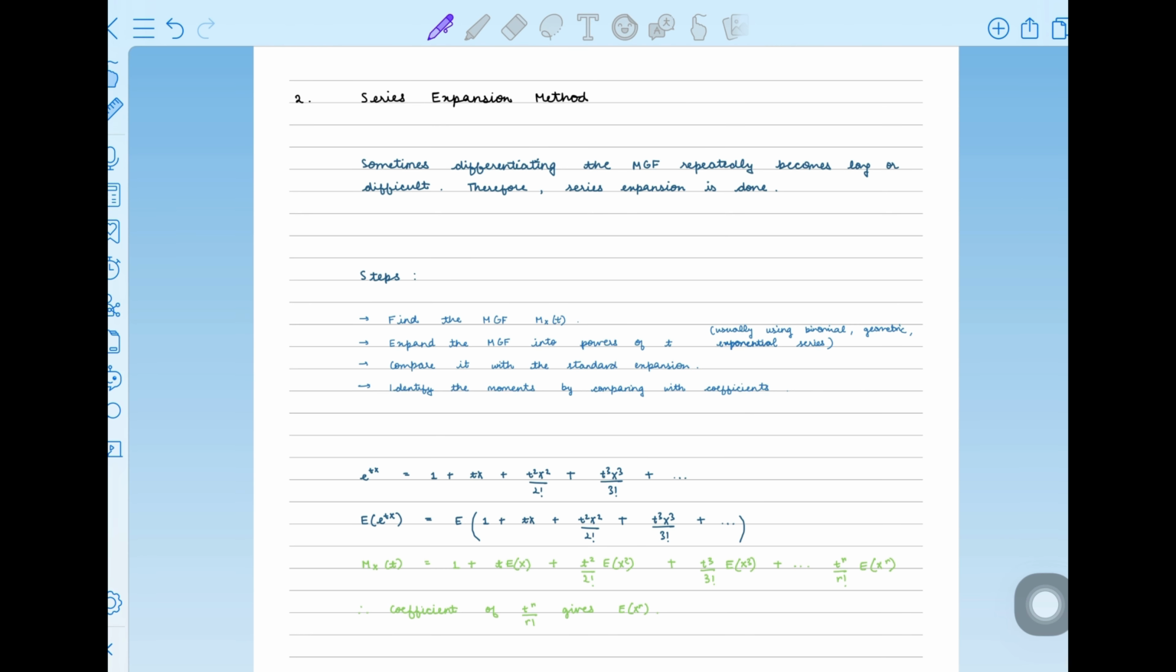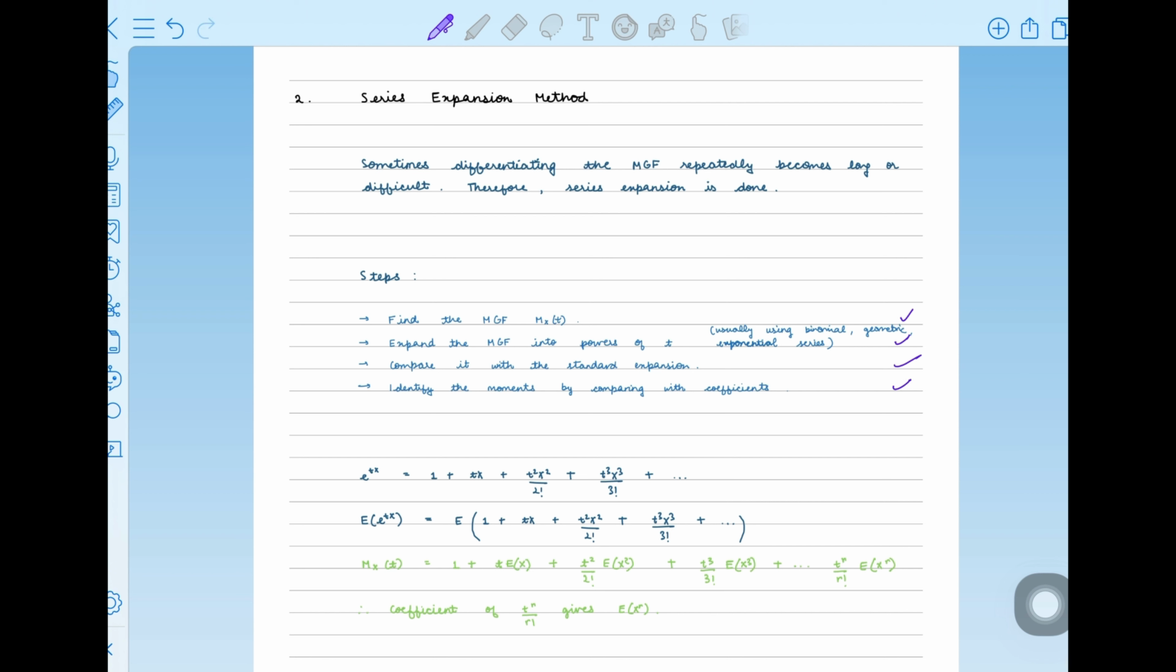Next, let's discuss the series expansion method. Sometimes differentiating the MGF repeatedly becomes too long or difficult. Therefore, series expansion is done. Let's understand the steps for this. We start by identifying our MGF. Then we expand it into powers of t. This can be done using the series which is the most appropriate in the question. Then we compare it with the standard expansion and identify the moments by comparing them with the coefficients.